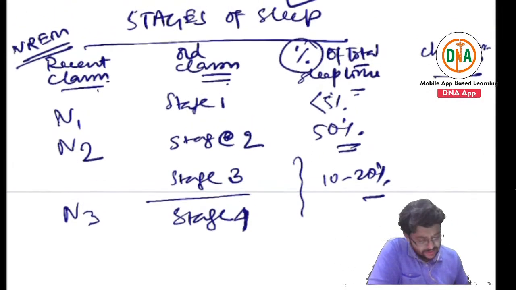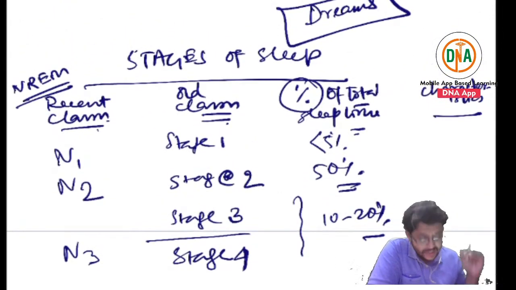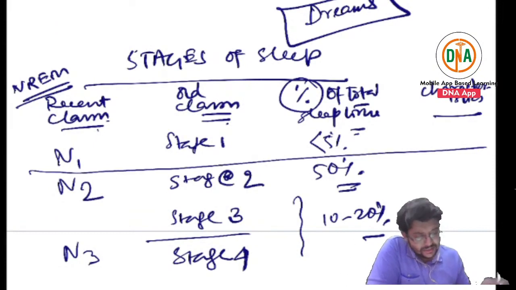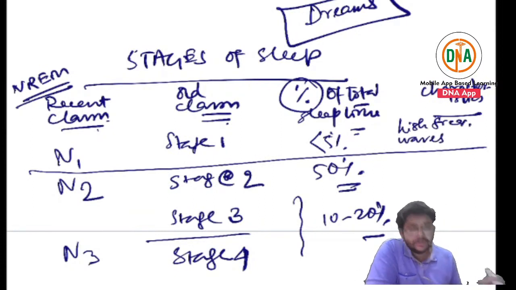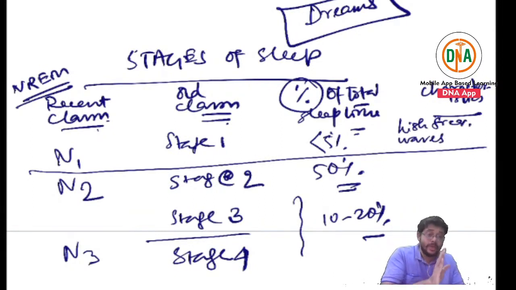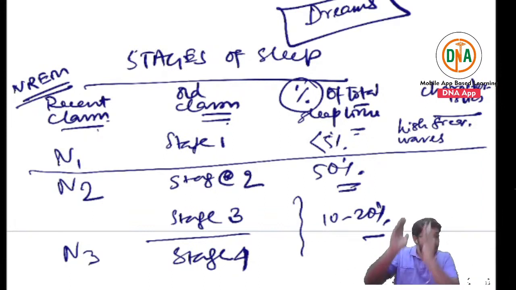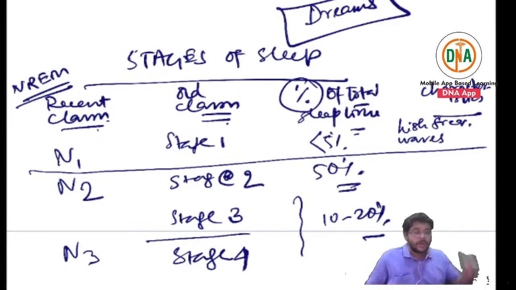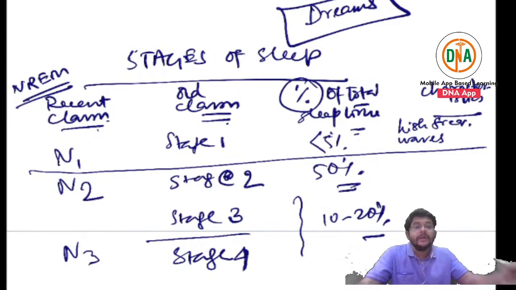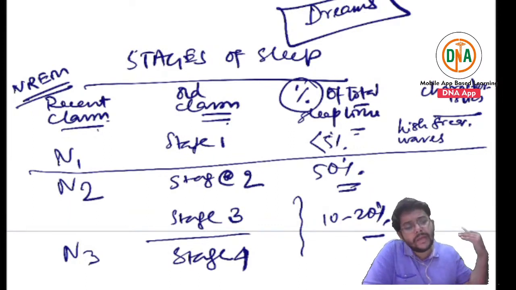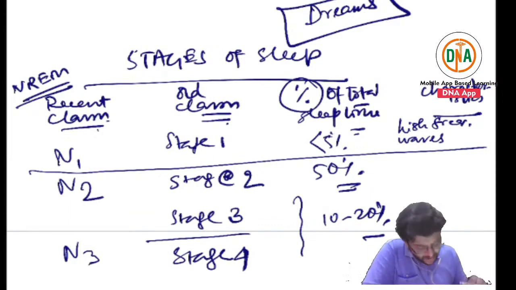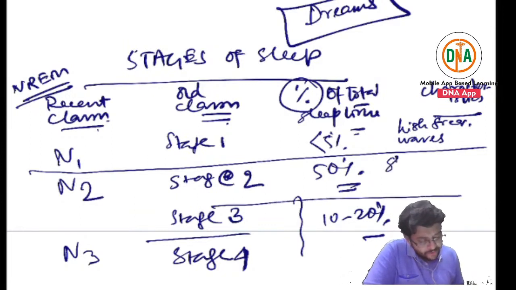Now, regarding the characteristics, let us go a little down so that you can understand. The first stage characteristic is high frequency waves. Definitely there will be high frequency waves on EEG, because high frequency wave is a characteristic of the awake state. Now N1 is the interface between awakening and falling asleep. So the highest frequency waves are possible in N1 only, and high frequency wave means there will be low amplitude waves. After that, in N2, moderate frequency sleep spindles will be generated on EEG.